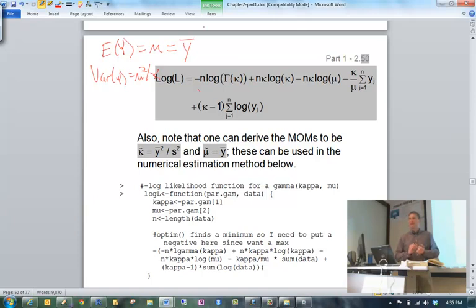Set the parameters equal to their moments. Their observed moments, you could say. And depending upon what you want to do, I'm going to set this equal to the unbiased estimate of the variance. And now if you solve, you got two equations, two unknowns, and they can be solved. And you can show that mu tilde is equal to y bar. Kappa tilde is equal to y bar squared divided by s squared. So what this gives us is a place to start in our numerical estimation routine.